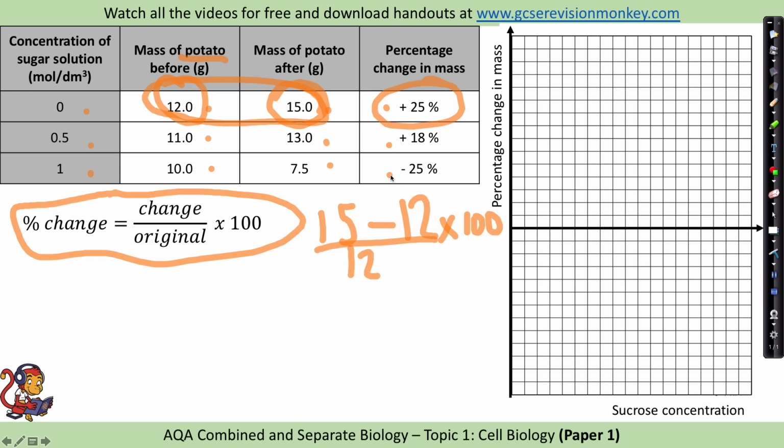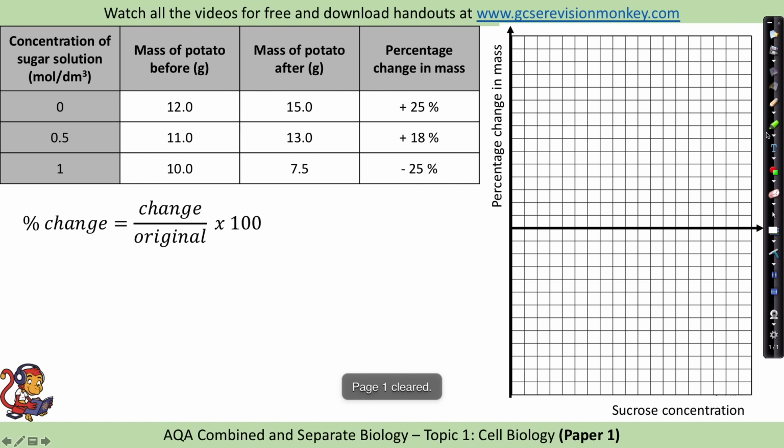Now for the final mass here, you can see a negative percentage change because the mass has actually decreased when the vegetable was put in the 1 molar per decimeter cubed solution. So a negative suggests a decrease and a positive suggests an increase.